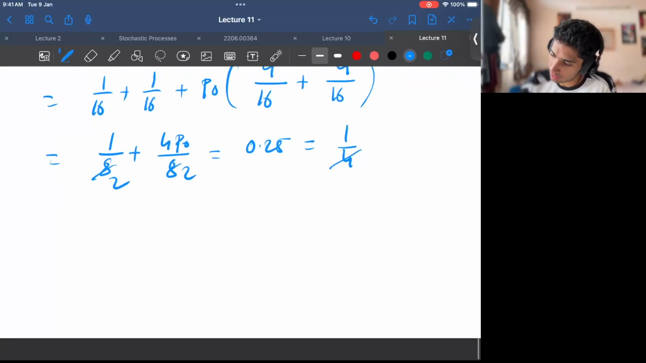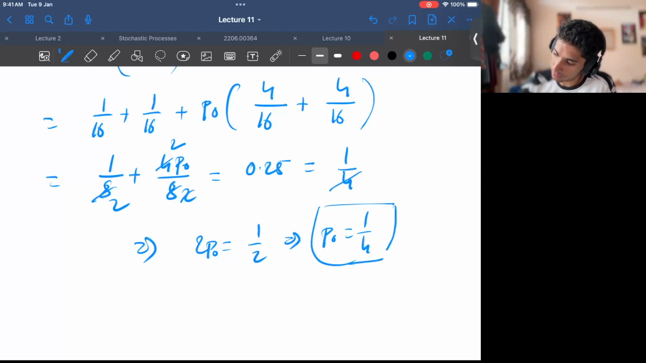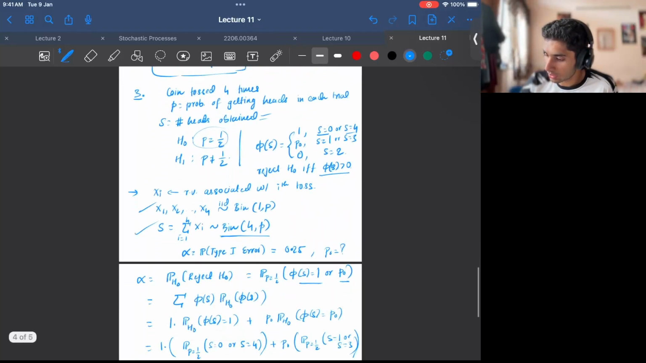You can cancel these things. So cancel this with this. This becomes 2 p naught is equal to 1 minus half, which is again half. This implies that p naught is equal to 1 by 4. Okay, it was a simple question, but just a little bit of calculation was involved. That's all, right? So this was the third question.